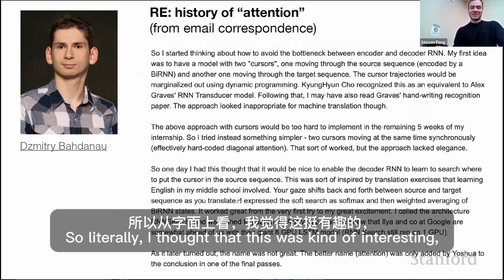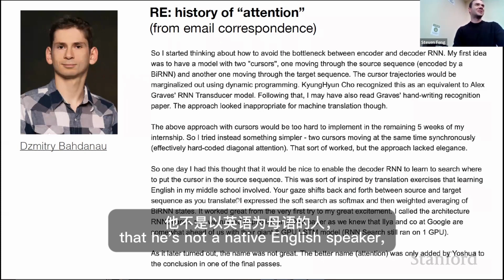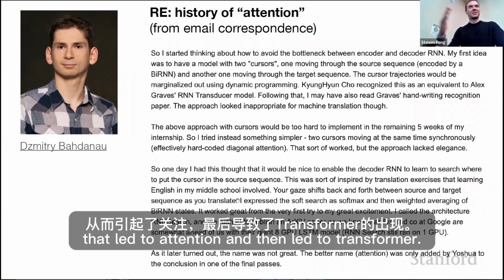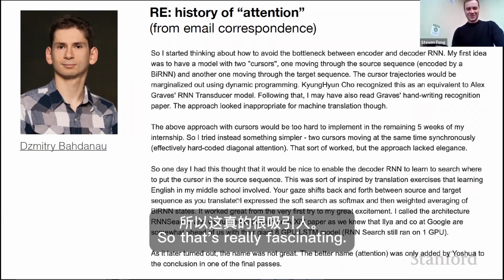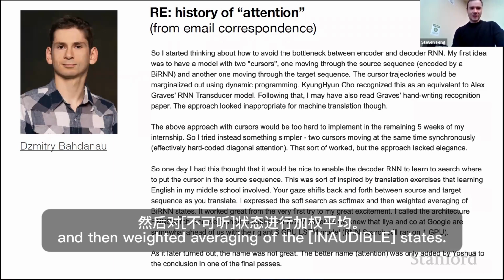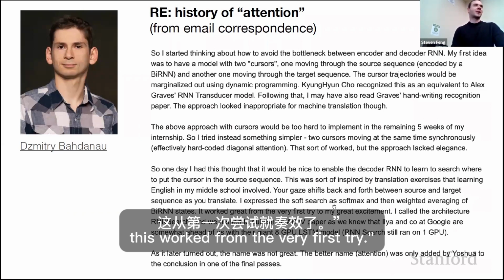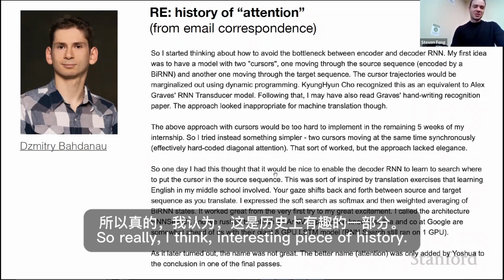So I thought this was kind of interesting that he's not a native English speaker, and here that gave him an edge in this machine translation that led to attention and then led to the transformer. That's really fascinating. I expressed a soft search as softmax and then weighted averaging of the binary states. And basically, to my great excitement, this worked from the very first try. So really, an interesting piece of history.